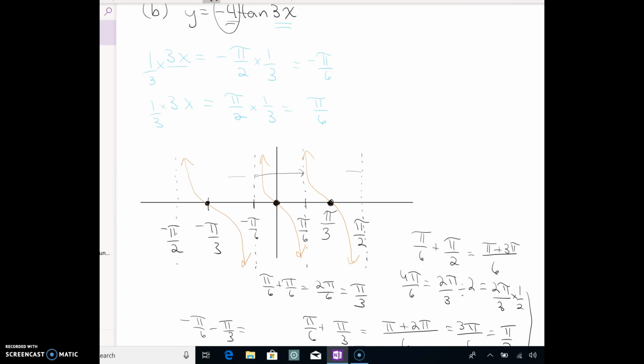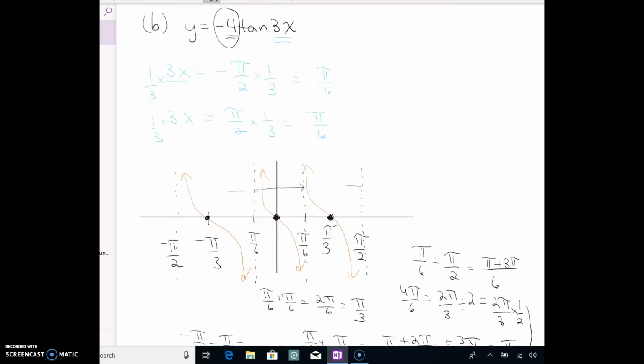And that's it. Here are 3 complete periods of this function y is equal to negative 4 tangent 3x.